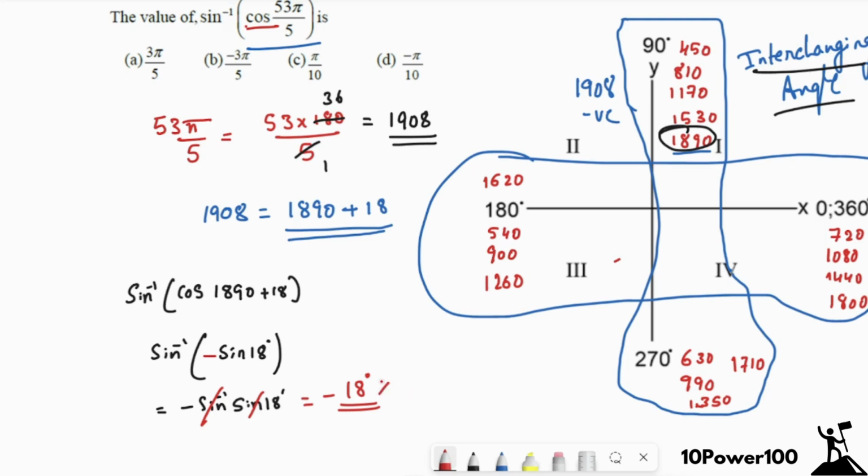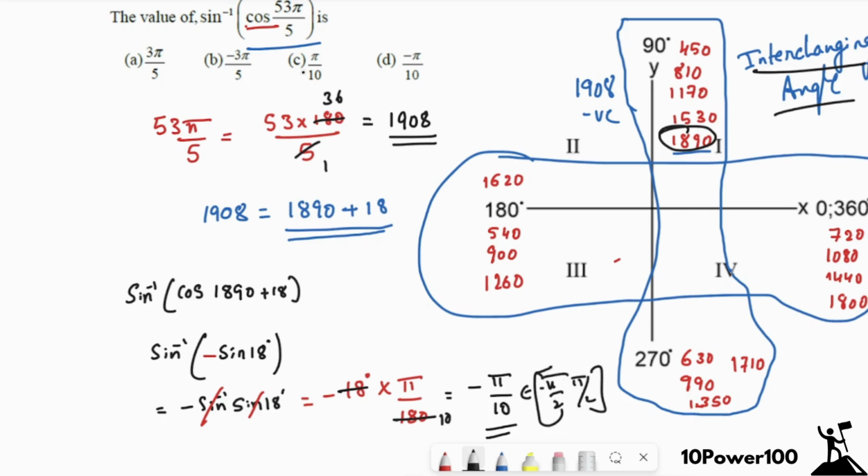So just multiply pi by 180. We get 18 ones are and 18 tens are. It becomes minus pi by 10. So this belongs to its range, belongs to minus pi by 2 to plus pi by 2. Yeah, so this is correct.